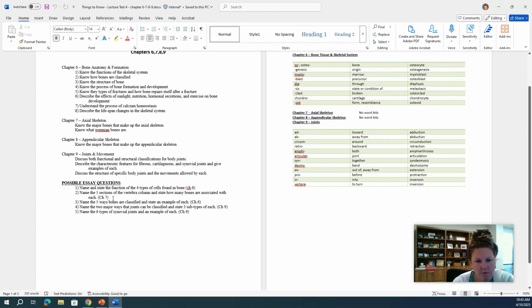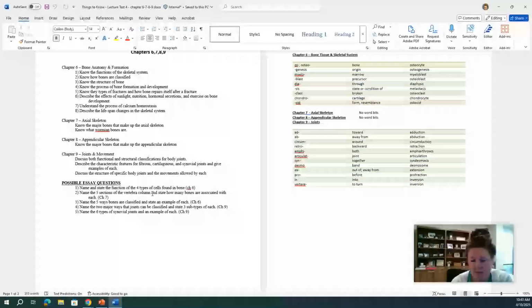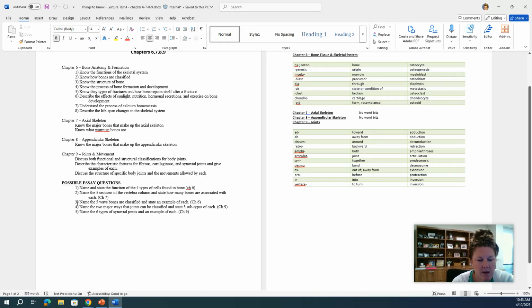You have one from chapter 7 about the vertebral column. And so in chapter 7, it's just going to be looking at things like the cervical vertebrae, thoracic vertebrae, lumbar vertebrae, and then you have your sacrum and your coccyx. We have another one from chapter 6. That's going to be the 5 ways bones are classified, and I'm going to encourage you to maybe star that one. That's definitely something that you need to know.